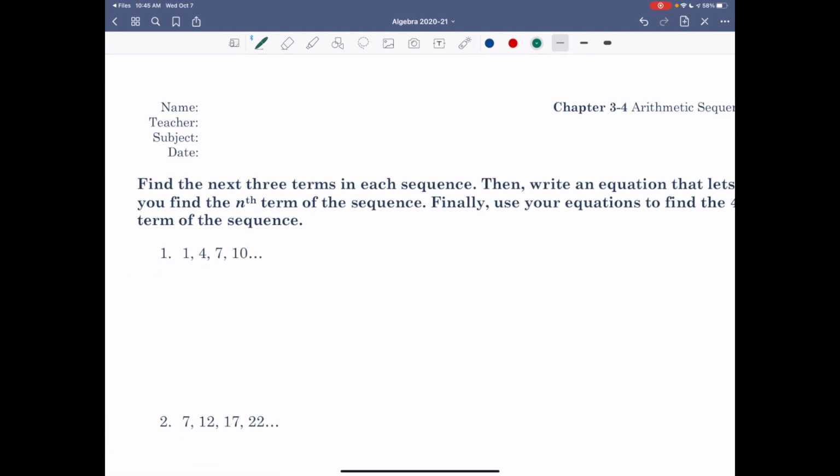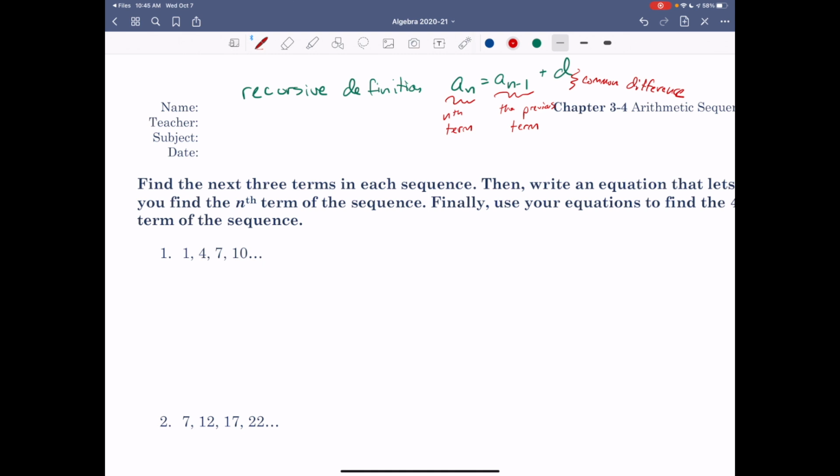And I want us to think back to what we studied yesterday. Our recursive definition is that any given term in a sequence is equal to the previous term plus the common difference. And that's how we symbolize that. So this is what we call the nth term in the sequence. This was the previous term. And then, of course, this right here is the common difference.